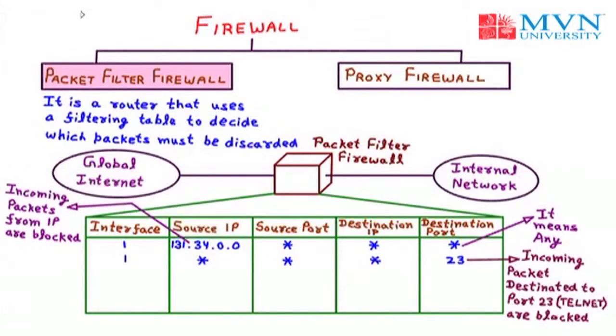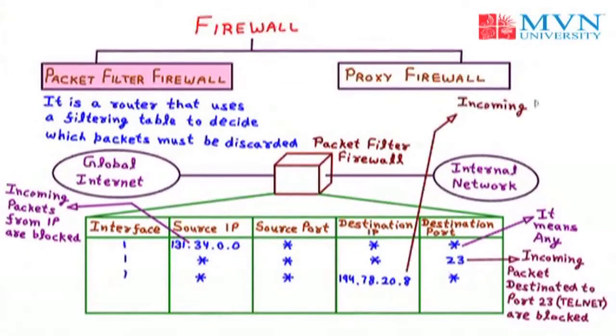Suppose we have the next entry. That means we have interface 1, then source IP star, maybe any of the IPs, source port star, that means any port, and destination IP is 194.78.20.8 and destination port is star. So now we have only a destination IP. So this third line, the third entry, indicates that the incoming packets destined for the internal host 194.78.20.8 are blocked.